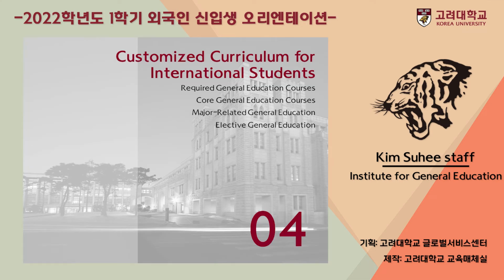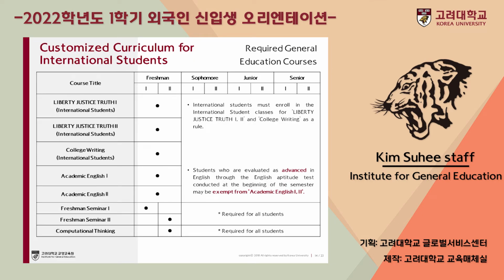We're going to move on to our curriculum. The curriculum for general education at Korea University consists of 3 major categories: required courses, core general education courses, and elective courses. The freshmen of spring 2022 must take Liberty, Justice, Truth 1 and 2, College Writing and Academic English 1 and 2, Freshman Seminar 1 and 2, and Computational Thinking.